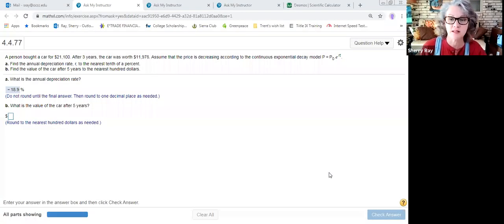It tells me to round to the nearest $100 as needed. Round to the nearest $100. So you really got to watch it. It might tell you to round to the nearest dollar, round to the nearest cent. Here it says round to the nearest $100. So I'm going to go to my calculator.